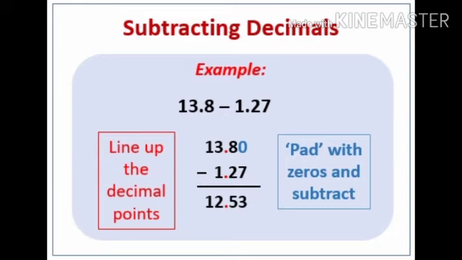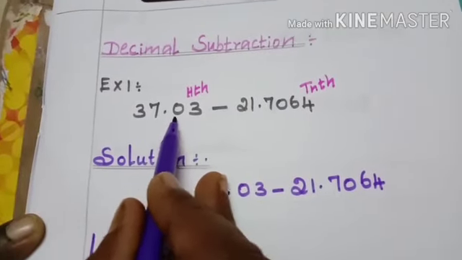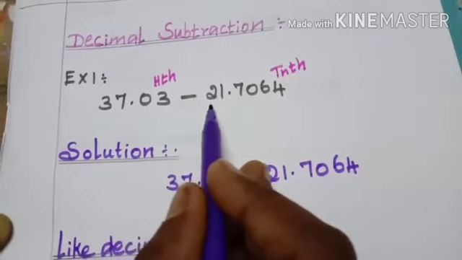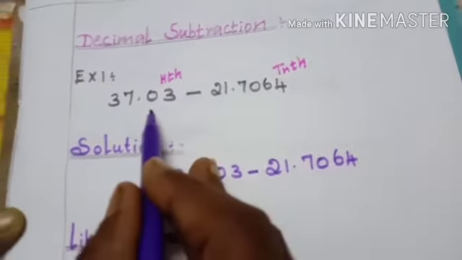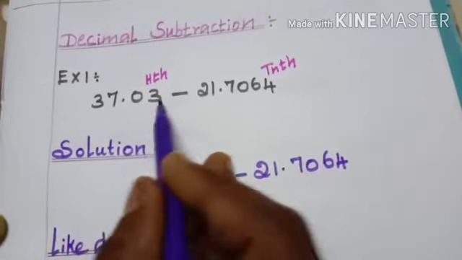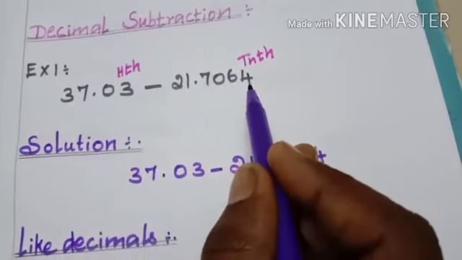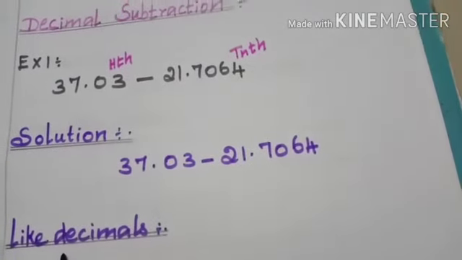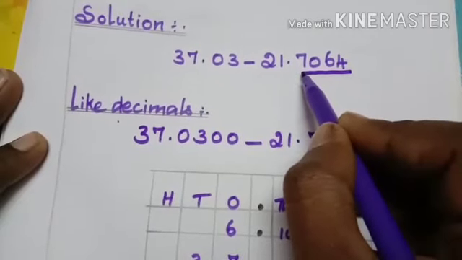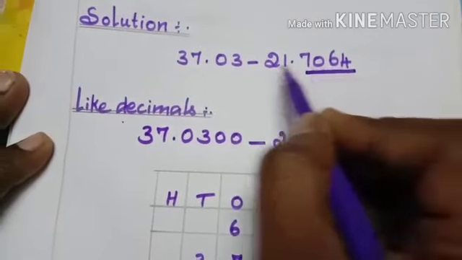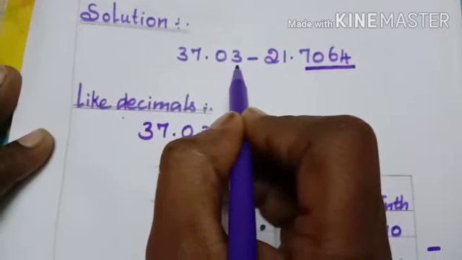But in subtraction of decimals, it's quite different. Let us see with one example. Example 1: 37.03 minus 21.7064. Here the decimal places are different, so these decimals are unlike decimals. We have to convert them into like decimals. Here the maximum decimal place is 4, so we need to convert all the decimal places into 4.